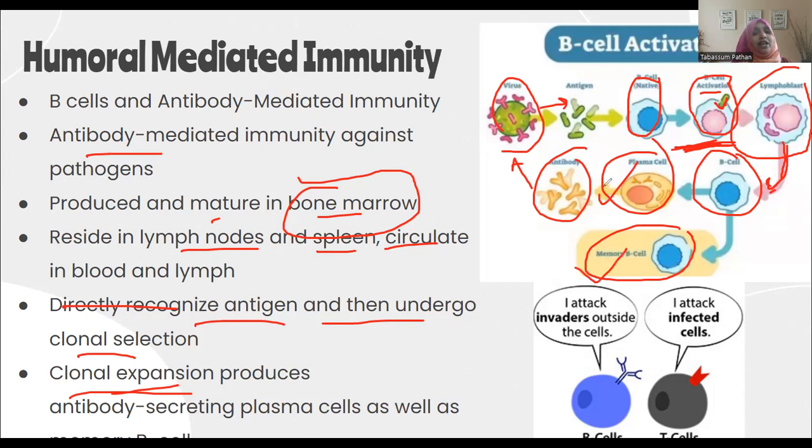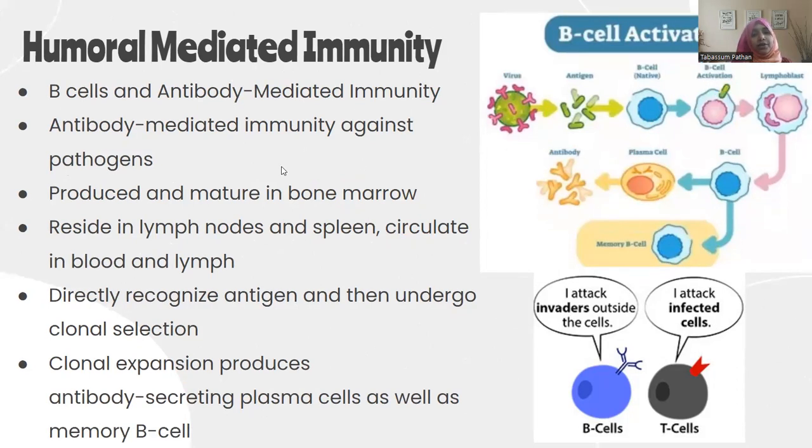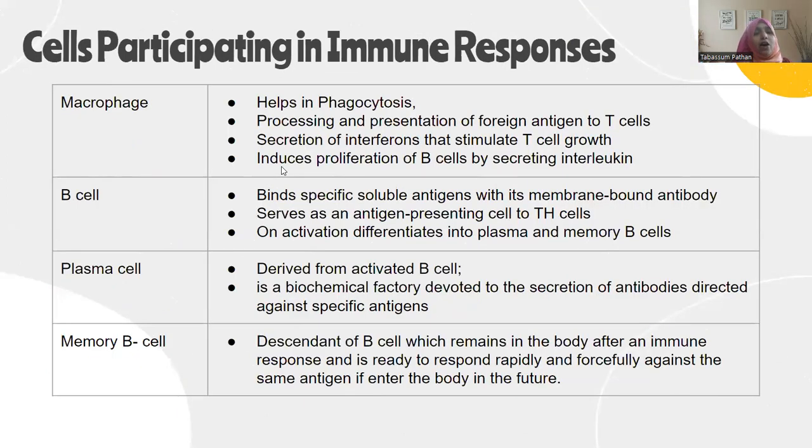Plasma cell will do the production of the chemical molecules, that is the antibodies, which will kill the virus. Whereas the memory cell will remember this virus structure and it will be prepared for future encounters. Okay, interesting. So this is how your humoral mediated immunity will function. Now, these are certain cells that we need to know which participate in your immune response.